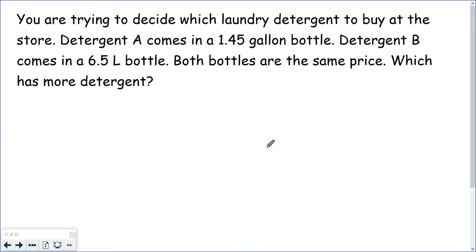So you're trying to decide which laundry detergent to buy at the store. Detergent A comes in a 1.45 gallon bottle. Detergent B comes in a 6.5 liter bottle. Both bottles are the same price, which has more detergent for that price?